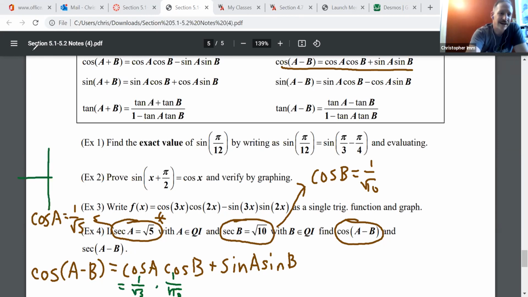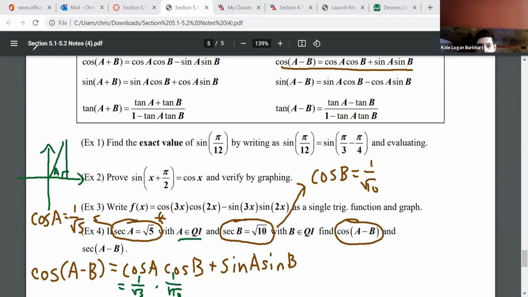So I'm going to go ahead and draw a triangle here. So cosine of A is in quadrant 1. So I'm going to draw a triangle here. Okay, Cole, what are the sides of this triangle? If cosine of A is 1 over root 5, where does the 1 and where does the root 5 go? So the 1 will be the adjacent side, and then root 5 is the hypotenuse.